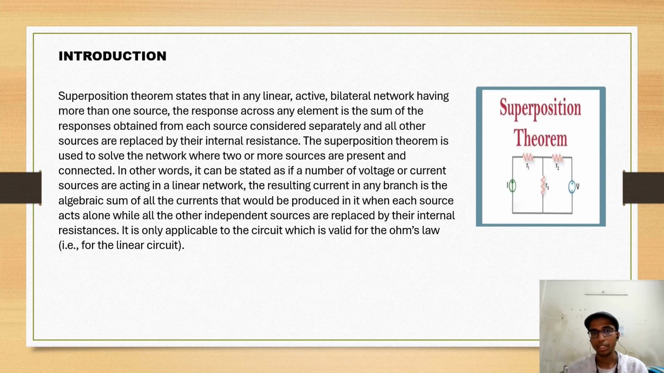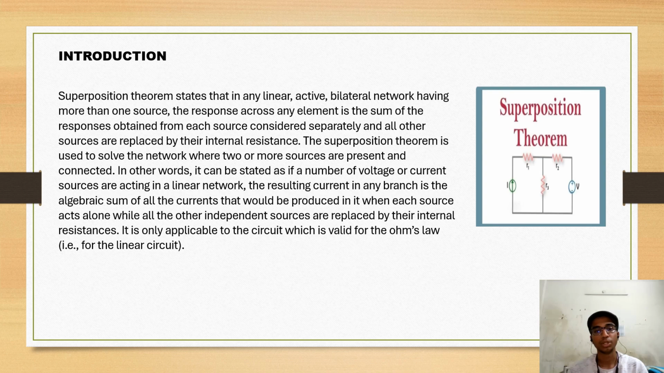in a linear circuit there is more than one source. The response in any element is calculated individually. That means while calculating the response from one energy source, the other energy sources are replaced by their internal resistance. The voltage source is replaced by a short circuit, and the current source is replaced by an open circuit.